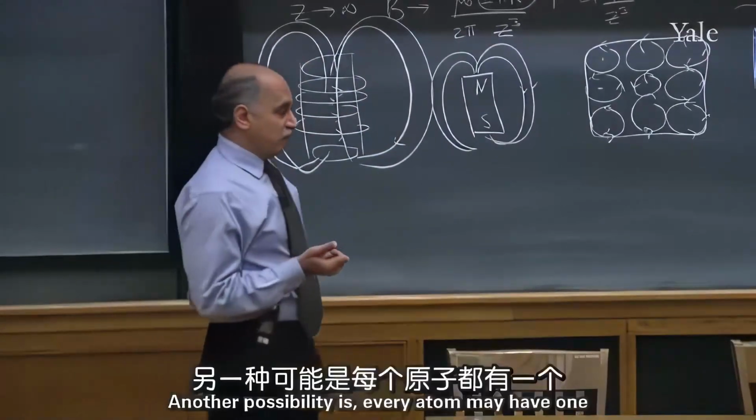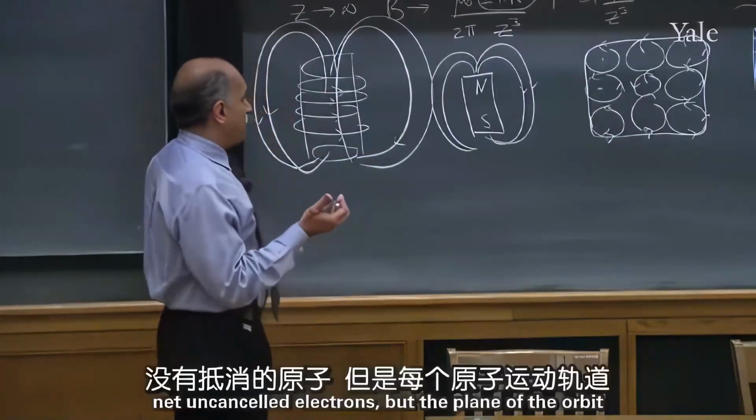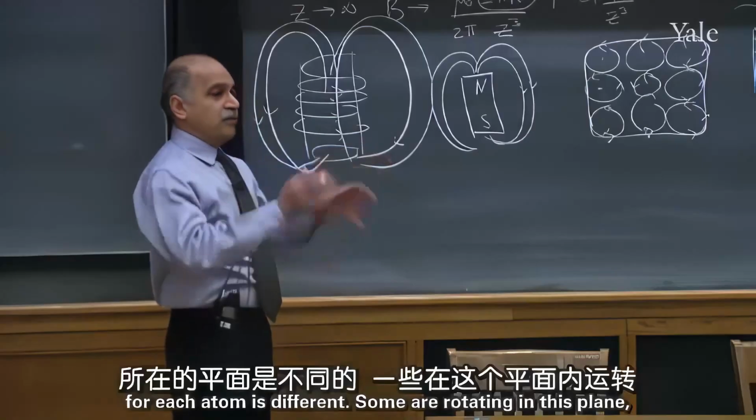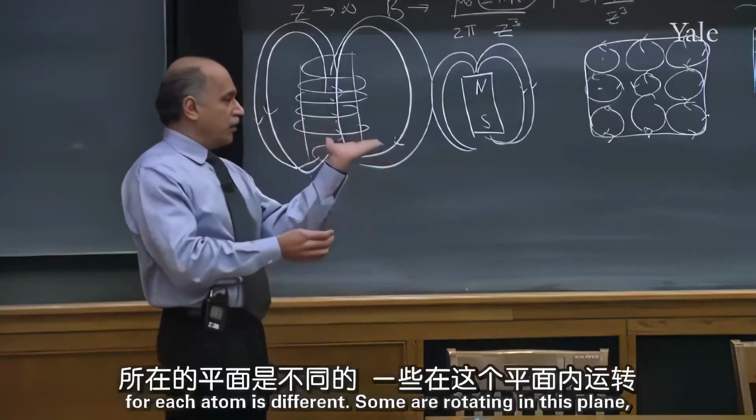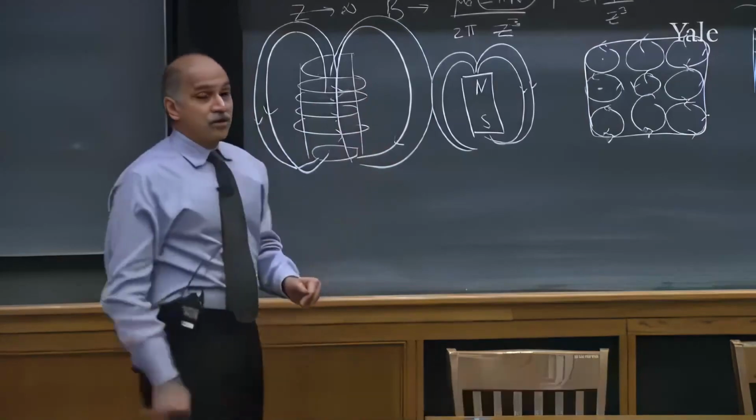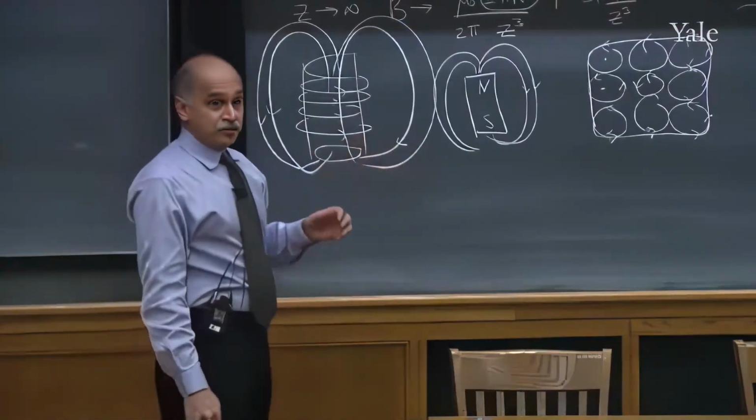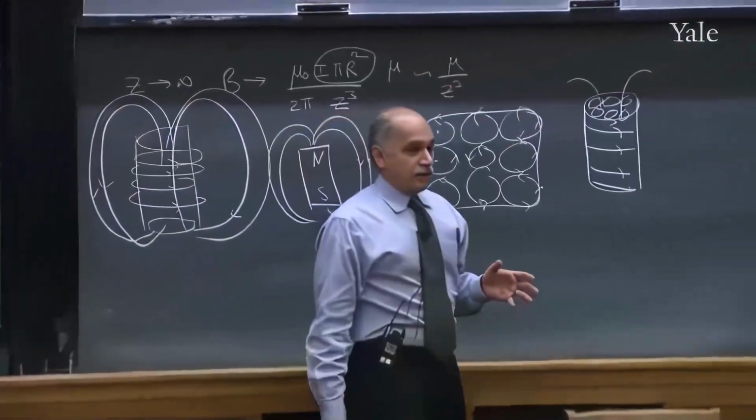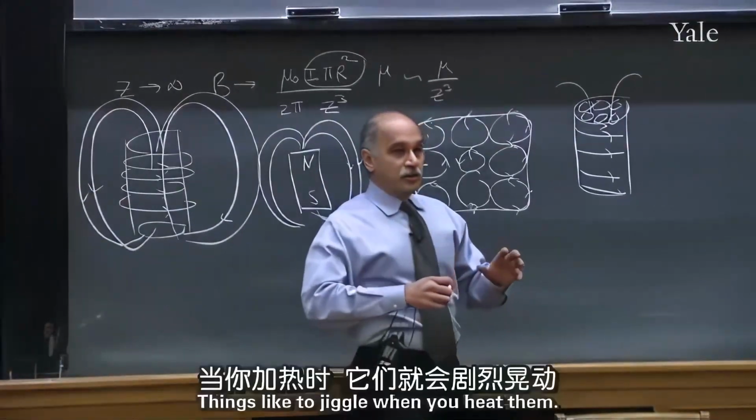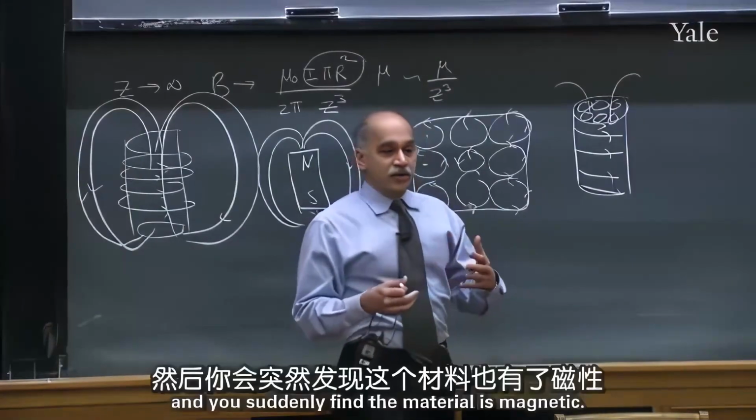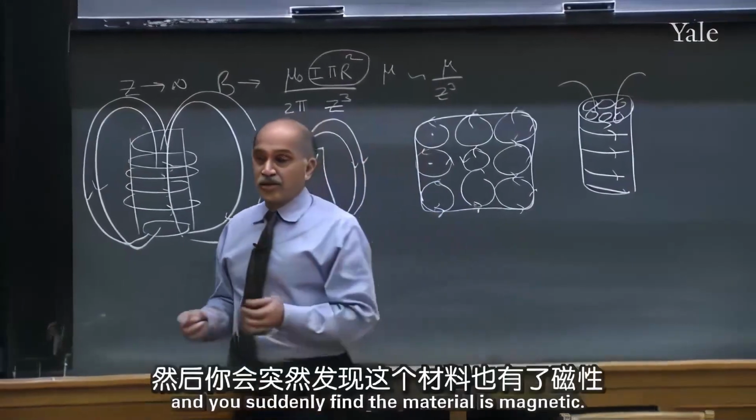Another possibility is every atom may have one net uncancelled electron, but the plane of the orbit for each atom is different. Some are rotating in this plane, some are rotating in that plane, so the little magnetic moment vectors are pointing in random directions and not lined up. And that happens because of thermal agitation. Things like to jiggle when you heat them. But when you cool them, they can all line up, and you suddenly find the material is magnetic.